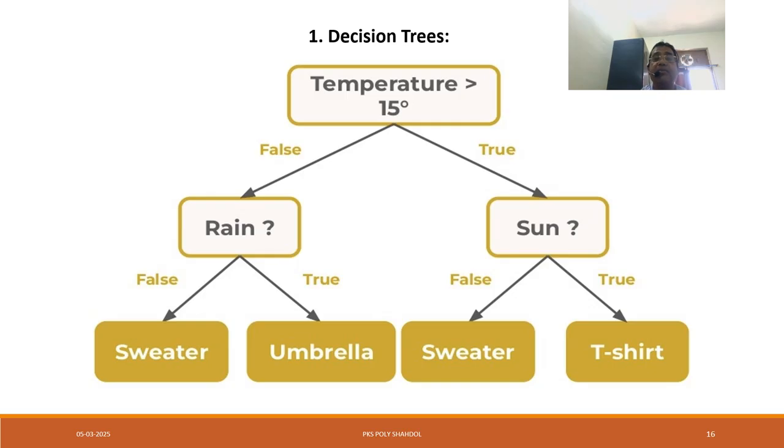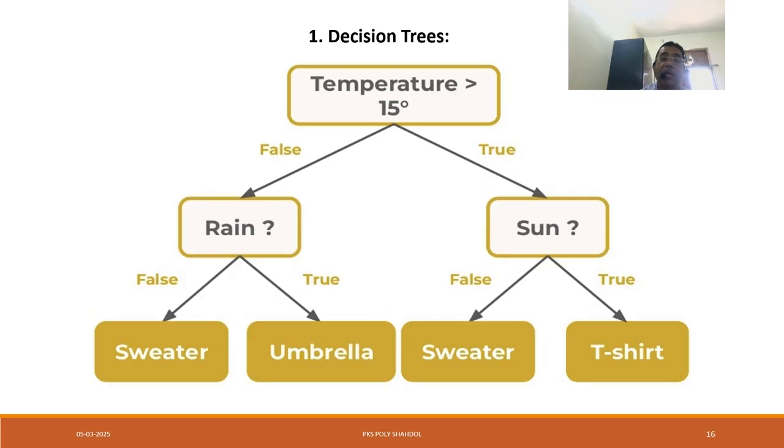For example, a decision tree is just like preparing a tree. There are only two things, either true or false, nothing third. There are only two alternatives. Suppose the temperature is 15 degrees, either it is true or it is false. If it is false there will be rain, and if it is true there will be sun, meaning the whole day will be bright and sunny.